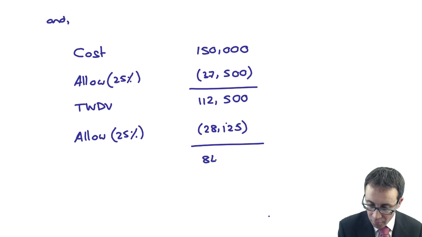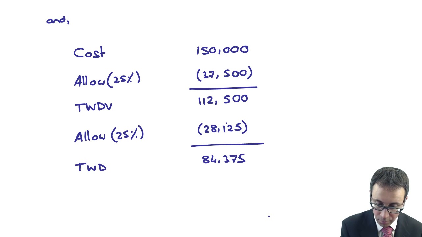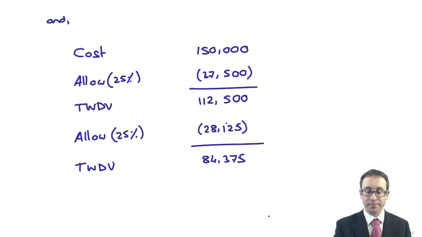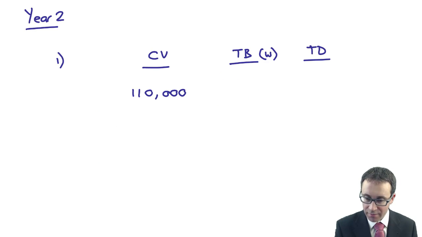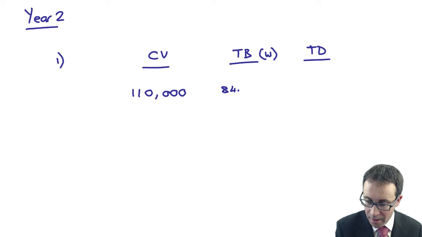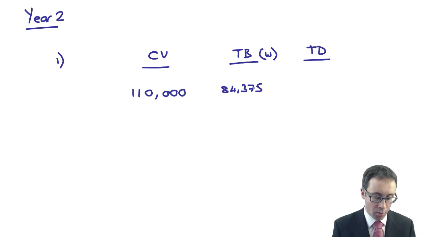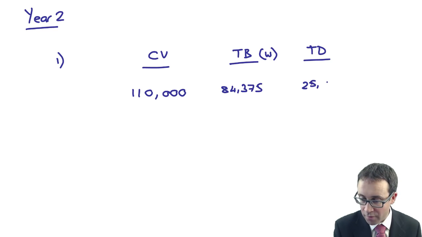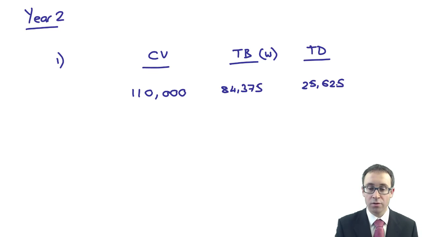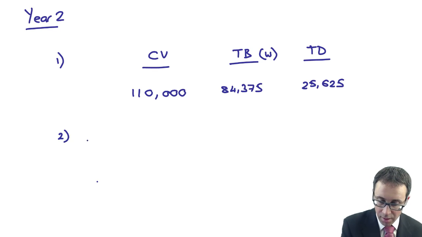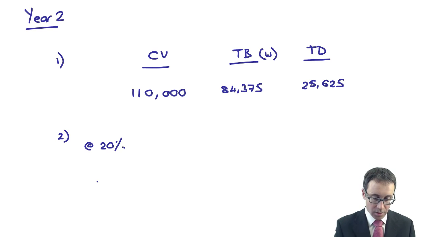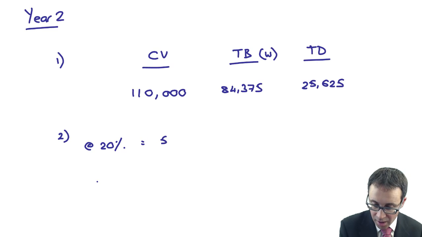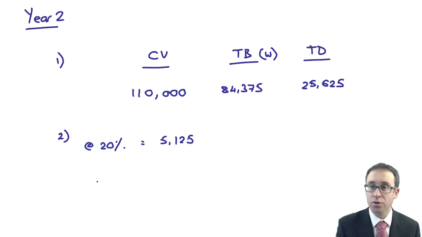Does that give me 84,375 as my tax written down value? Okay. So 84,375, I can drop that in there. And once you've done that, you are away. Temporary difference, 25,625. At my tax rate in step 2 to work out the position, 20% of that gives me 5,125, isn't it?